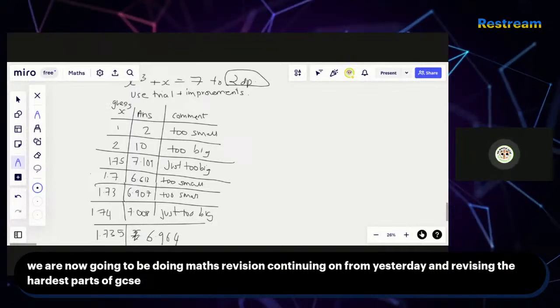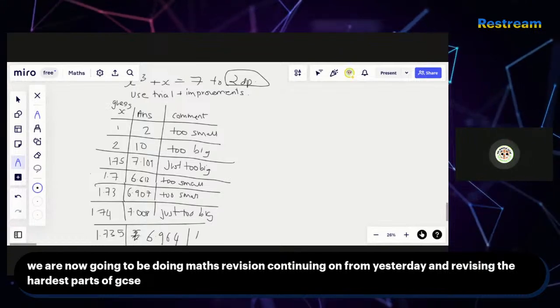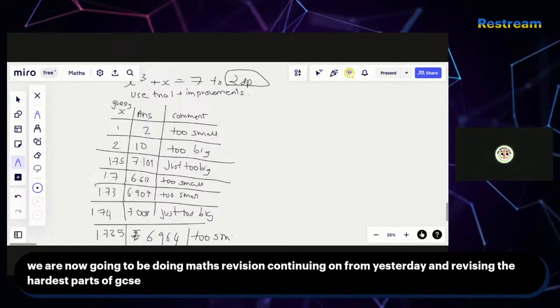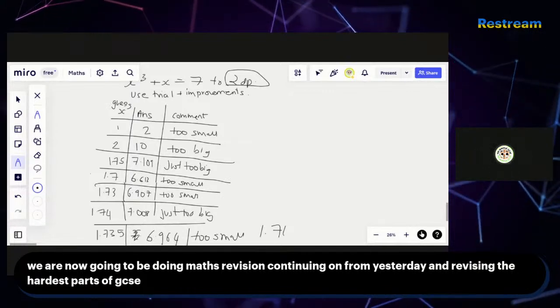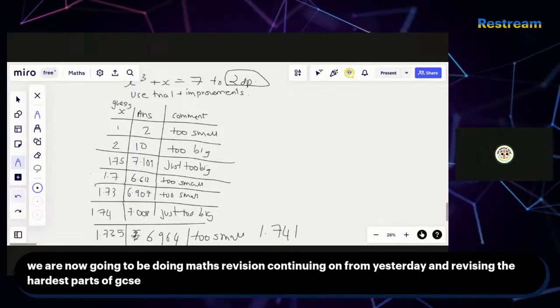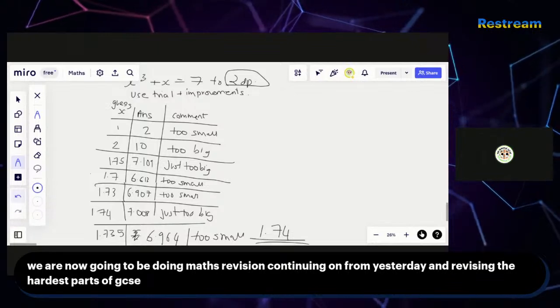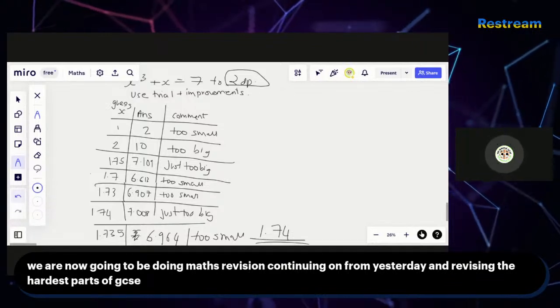It's 6.964 or something like that, and that's just too small. Therefore, we're going to go for 1.74 to 2 decimal places. Okay, so that's called the trial and improvement.